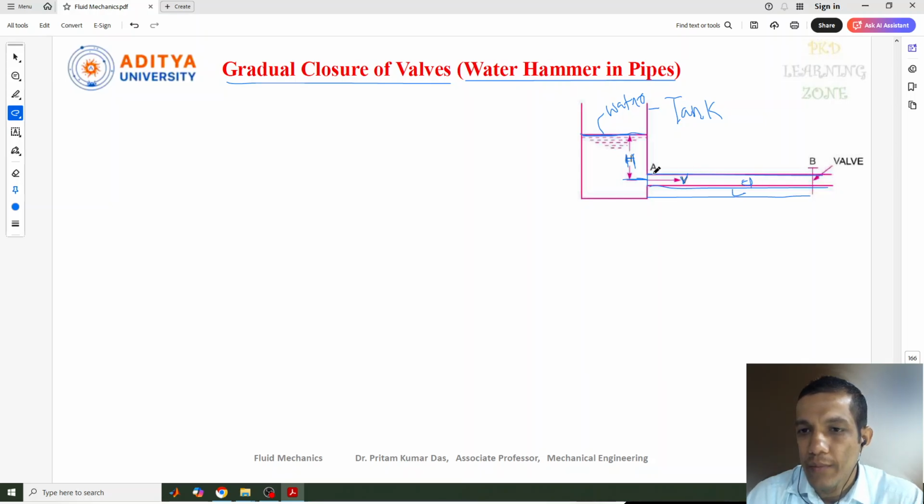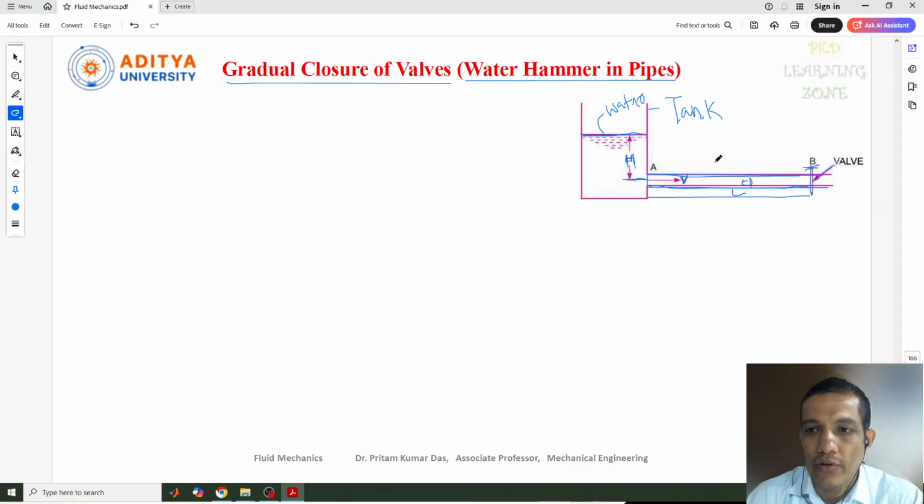At the end of the pipe, a valve is connected to control the fluid flow through the pipe. The first condition is gradual closure of valves. So when you close the valve gradually, what will be the pressure head? When you close suddenly, that is one more condition that we'll discuss. But for this condition, let us identify the pressure head.